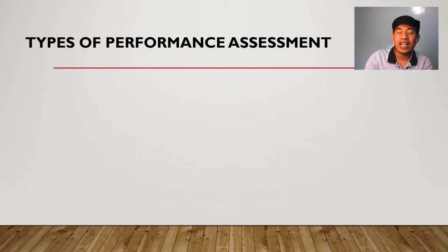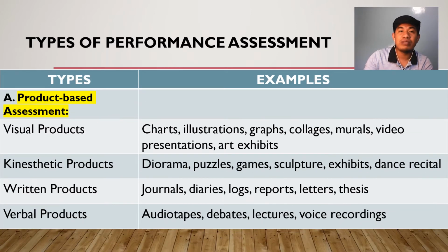There are two major types of performance assessment. First, we have the product-based assessment, and the second is the performance-based assessment. Under product-based assessments, we have visual products. Examples are charts, illustrations, graphs, collages, murals, video presentations, art exhibits, and others. For kinesthetic products, we have the diorama, puzzles, games, sculpture, exhibits, dance recital. For written products, we have journals, diaries, logs, reports, letters, and theses. For verbal products, we have audio tapes, debates, lectures, and voice recordings.